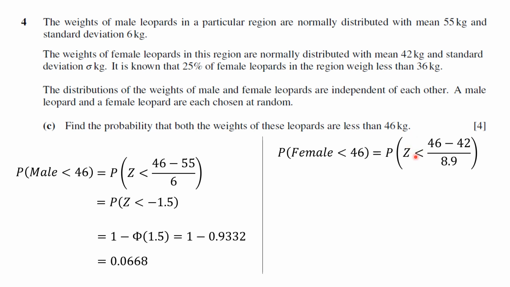Now, for the probability that the female is less than 46, it's going to be equal to the probability of z is less than 46 minus 42 divided by 8.9, which is the standard deviation which you found from the previous question. That is equal to phi of 0.449, and using the Z table from our booklet, we find the value of 0.6732.